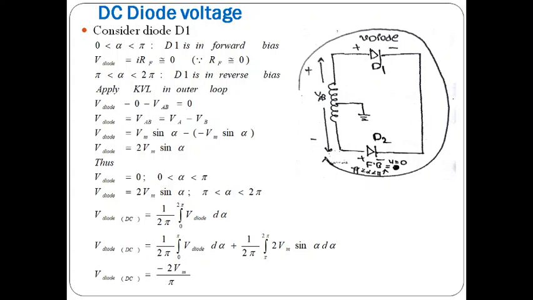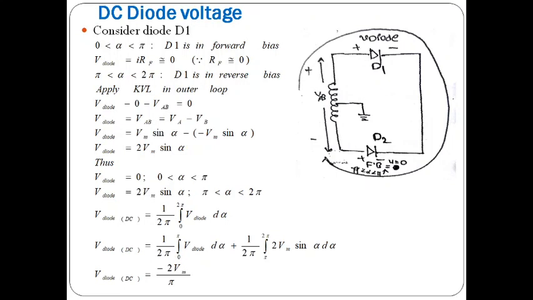So we can write VAB equals VA minus VB. We know VA equals Vm sin alpha, VB equals minus Vm sin alpha, minus of minus becomes plus, so V diode equals 2Vm sin alpha. So the voltage drop across diode D1 in the period 0 to π is 0, and in the period π to 2π it is 2Vm sin alpha.